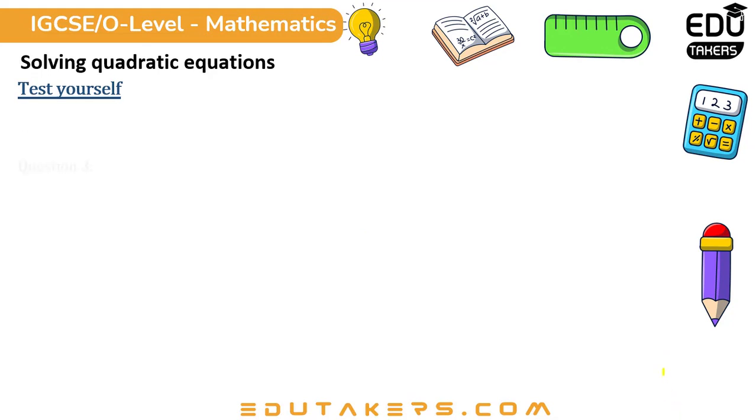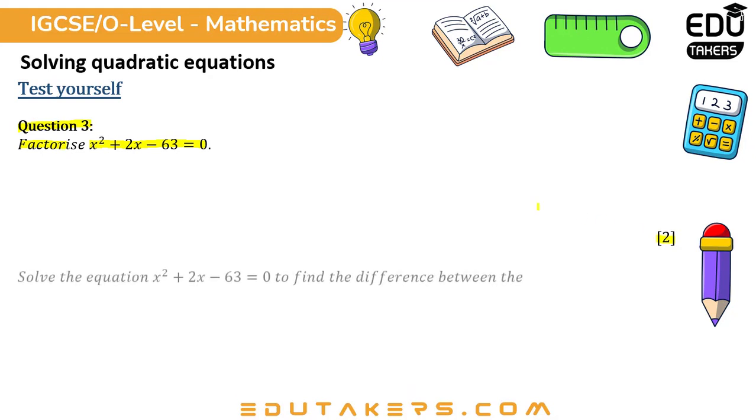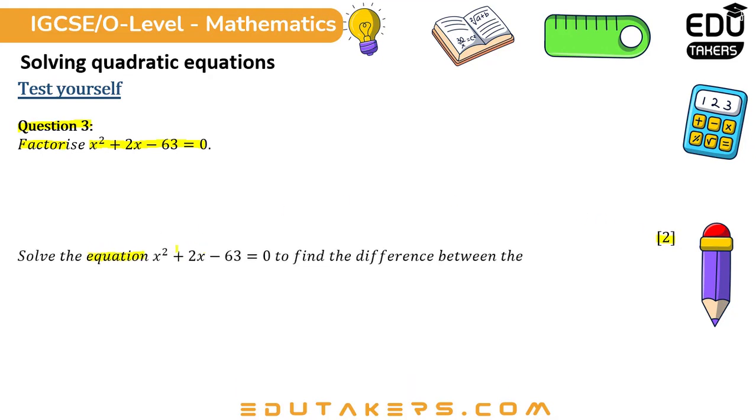Question number 3. Factorize x square plus 2x minus 63 is equal to 0. It's a part of question number 3. It's a 2-mark question. Solve the equation x square plus 2x minus 63 is equal to 0 to find the difference between the perimeters of the two rectangles. It's a 2-mark question.